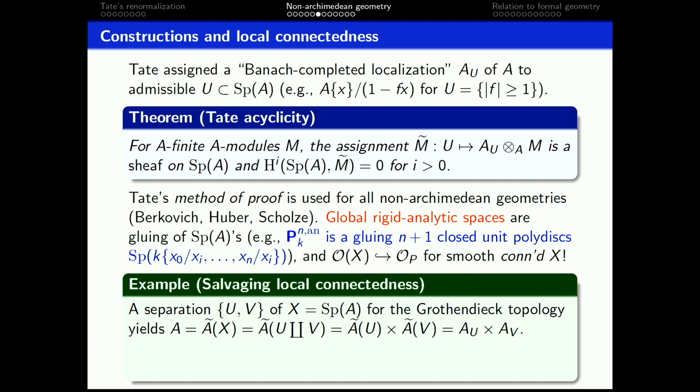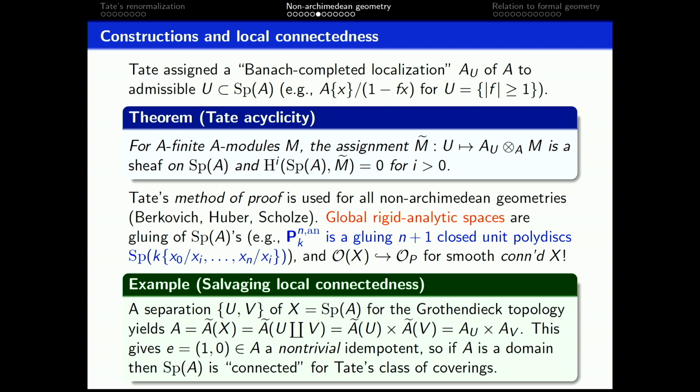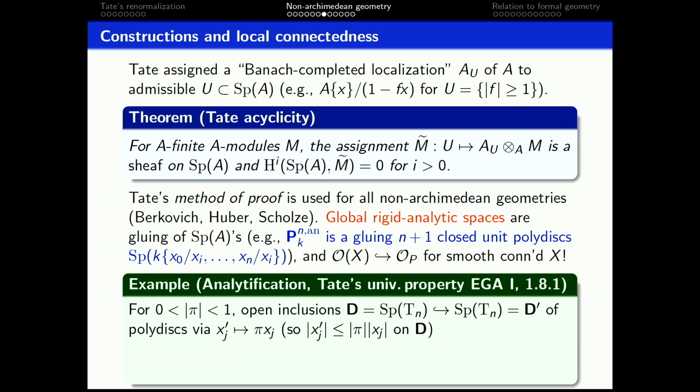So the sheaf property would tell you that your global functions actually break apart into a product of these pieces, and therefore you would have a non-trivial idempotent. So in particular, if your coordinate ring was a domain, then there is no such thing, so there is no separation. So that would justify that for his limited class of coverings, thanks to the miracle of this theorem, your space has now restored a kind of notion of connectedness. Okay? Fantastic.